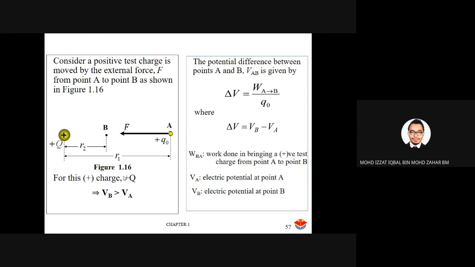Okay, consider a positive test charge is moved by the external force F from point A to point B as shown.